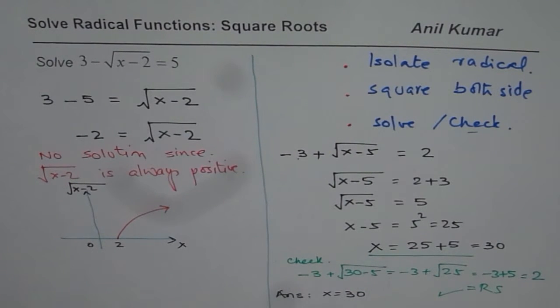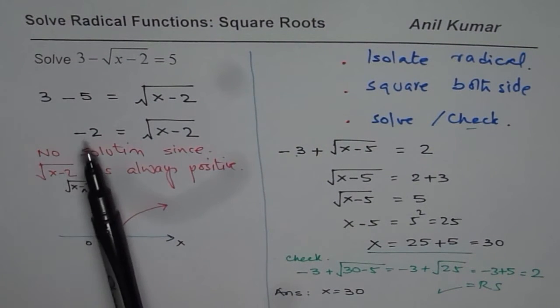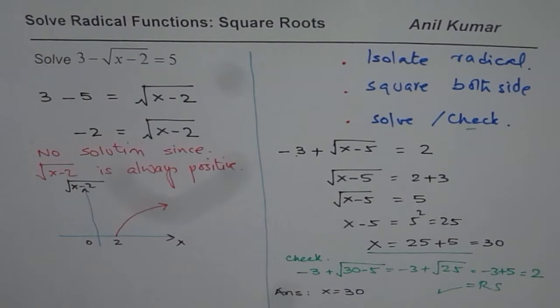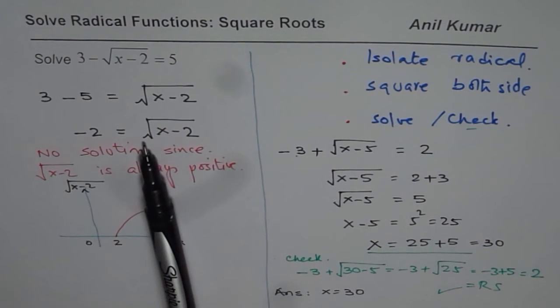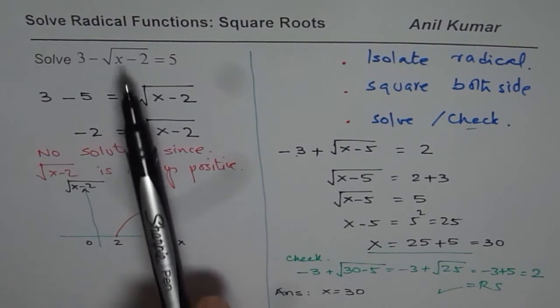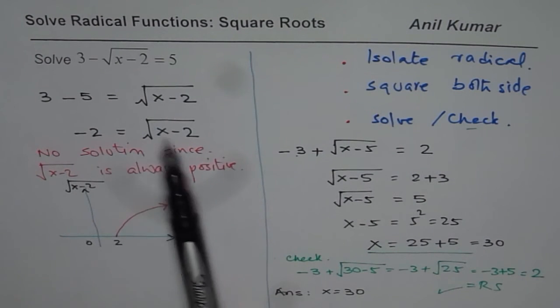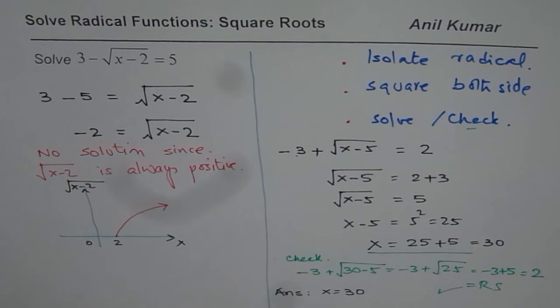Now it is very important to understand that as soon as you get this kind of a thing, that is a negative value equals square root of something, you should be well aware that there is no solution for such a question. If you square and solve, you'll get some answer, but then when you check, it will not work out. So this is a good stage to stop. Okay. Anyway, if you want, you can continue like we did and then check your solution.